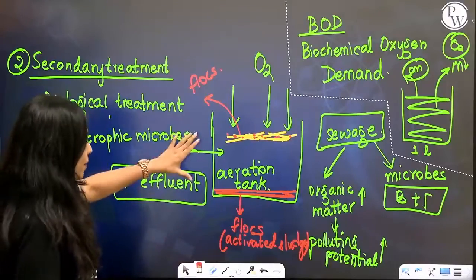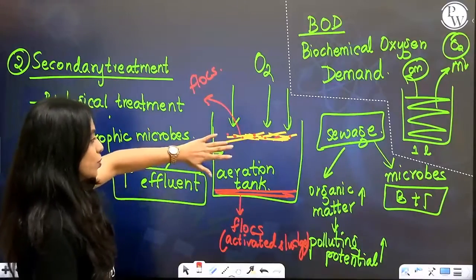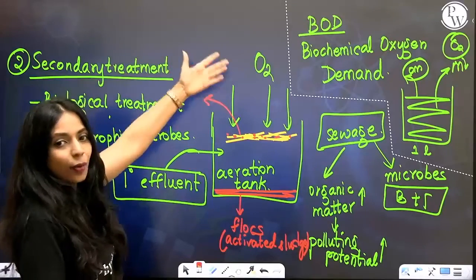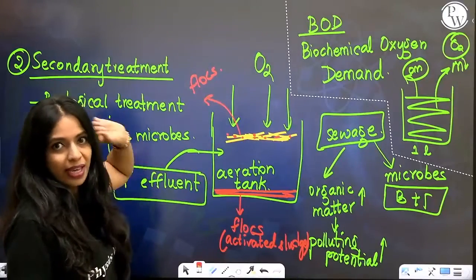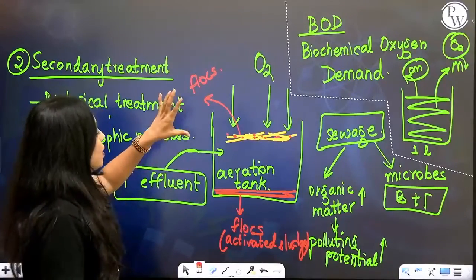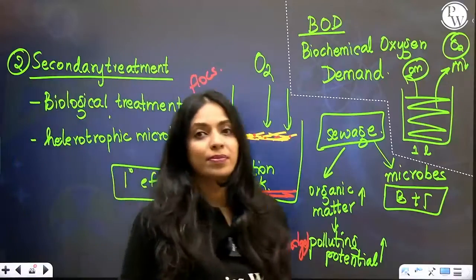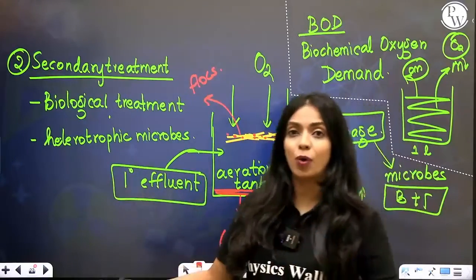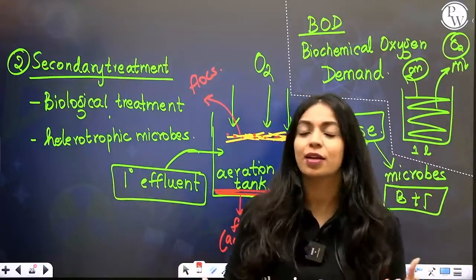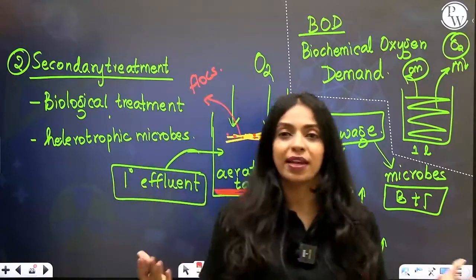For now, just remember, at this point, the flocs will form by making use of the organic content in the sewage, and you will allow it to settle down once the BOD has significantly reduced, and then you will remove it out. Whatever remains, the effluent, that will be safe to be let into water bodies because it will not have a very high polluting potential. So that is about secondary treatment.